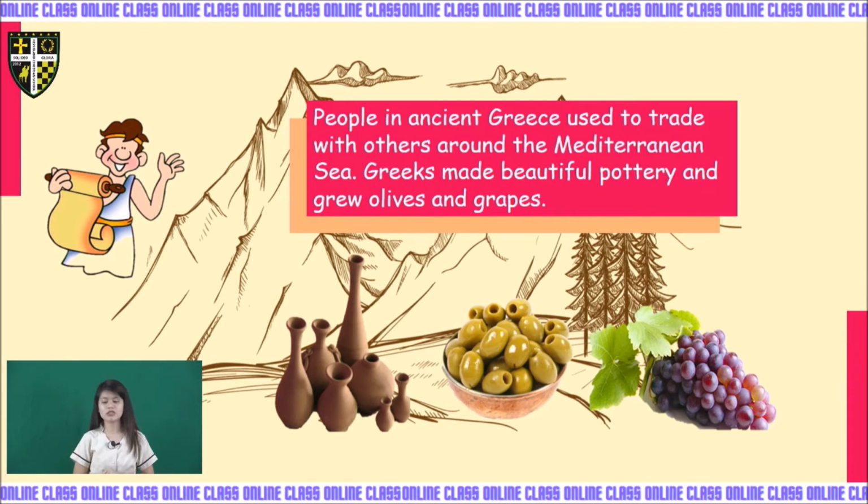Paul, in ancient Greece, used to trade with others around the Mediterranean Sea. And Greeks made beautiful pottery. They are known for making pots and grew olives and grapes. Do you know what olives are? It is most commonly used for pizza. And it is an ingredient for pizza.